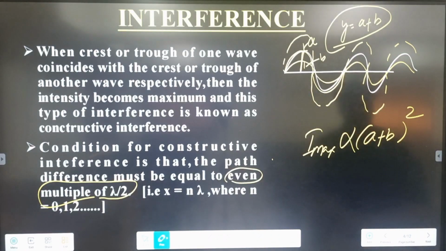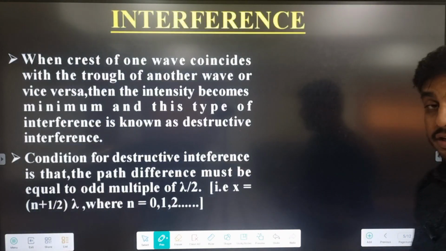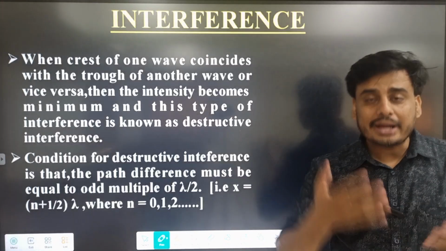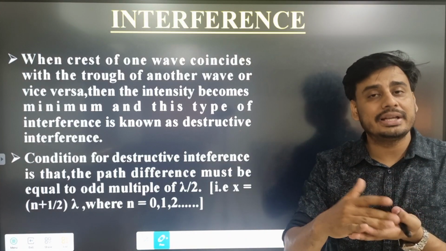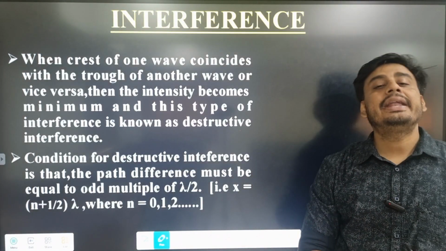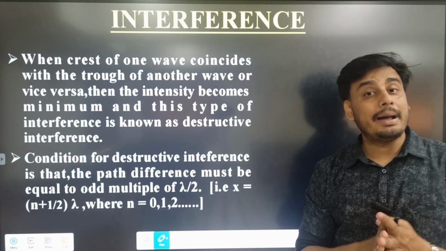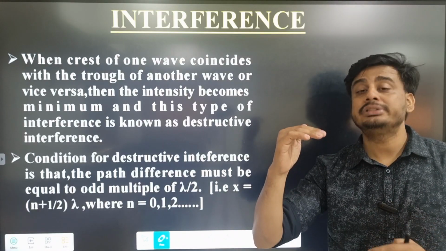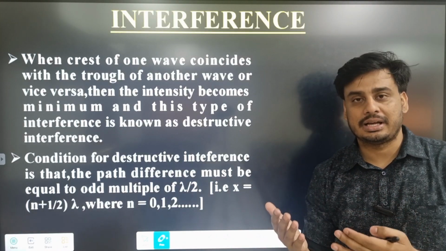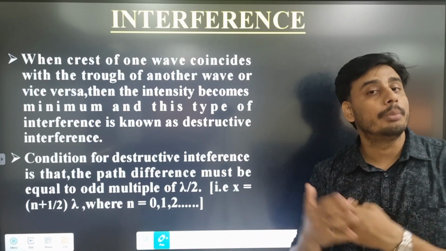Next we will go to destructive interference. So destructive means completely opposite, where destruction takes place. That means the amplitude decreases, the intensity also decreases. This will happen when the trough of one wave coincides with the crest of the other, or vice versa. That means overlapping in an opposite manner.